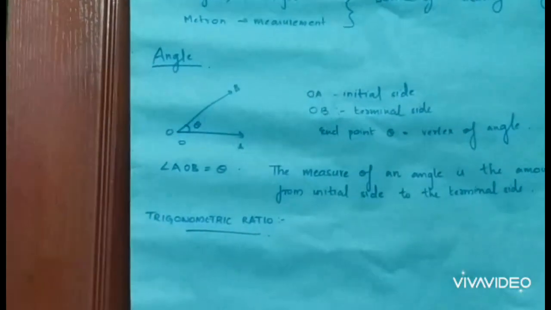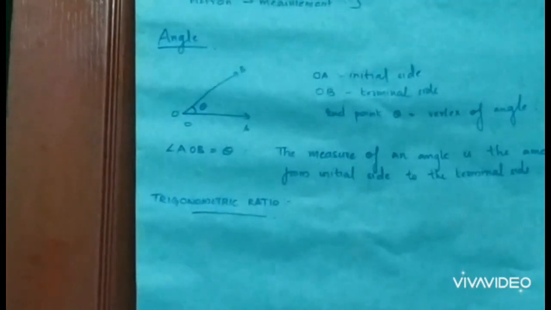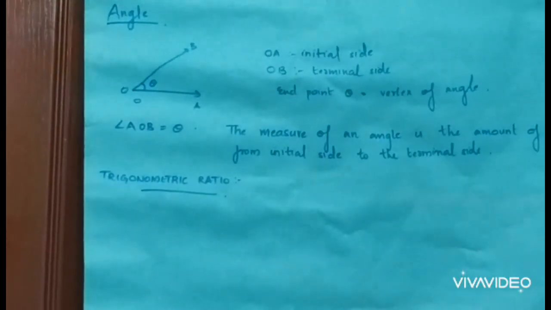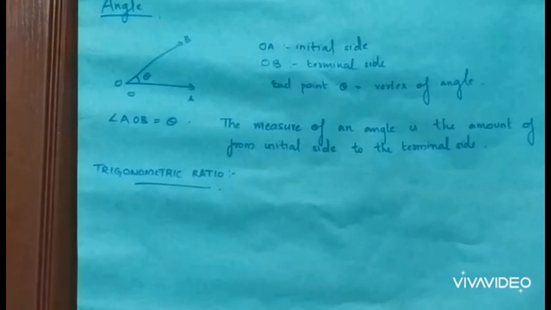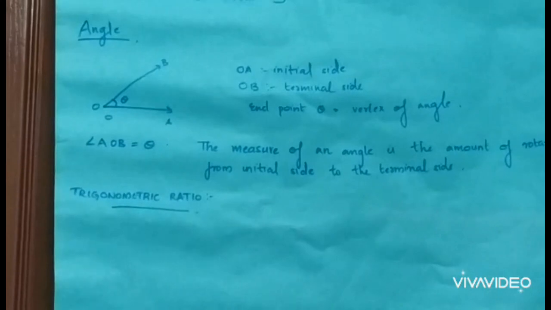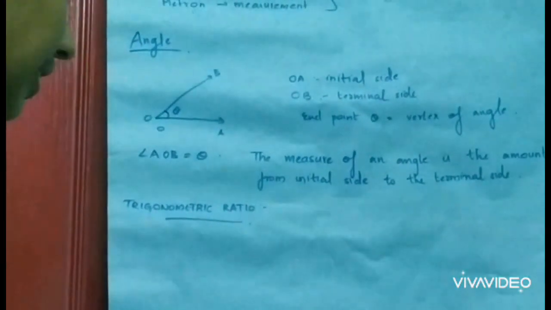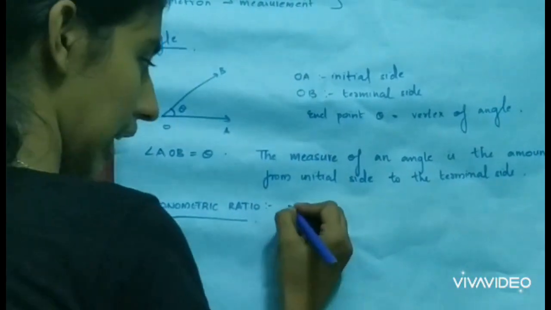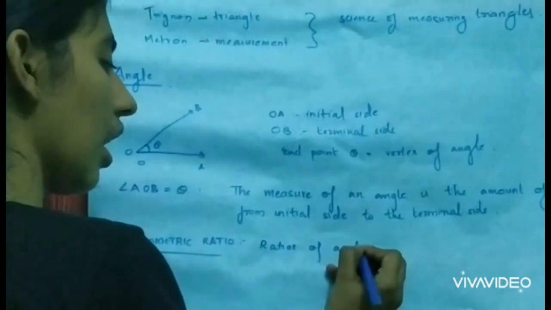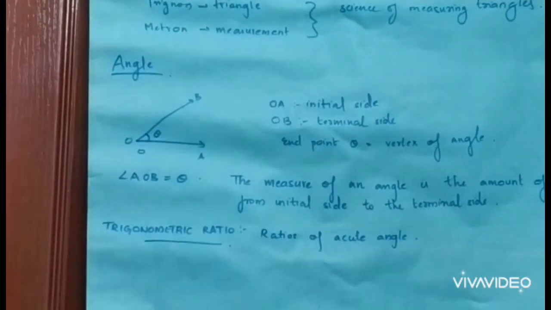Now, let's see what trigonometric ratios are. The most important task of trigonometry is to find the remaining sides and angles of a triangle when some of its sides and angles are given. This problem is solved by using some ratios of the sides of a triangle with respect to its acute angles. These ratios of acute angles are called the trigonometric ratios of angles.